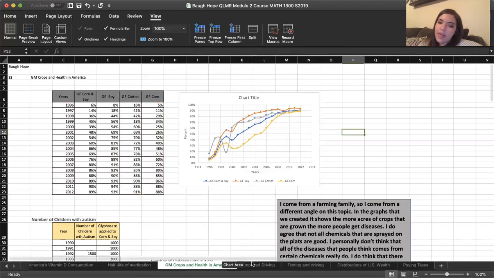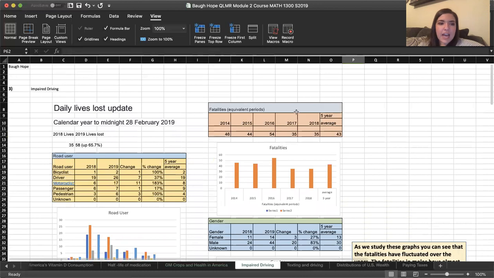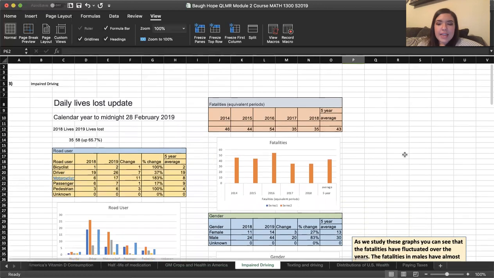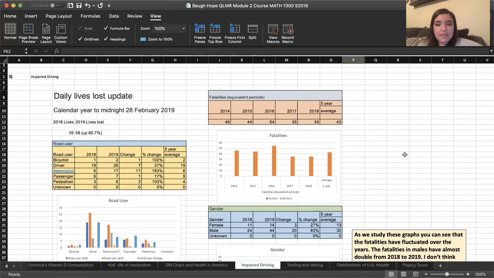So here's that. The loss of life. Some of these numbers were quite devastating. So here it shows that the fatalities have fluctuated over the years. Because here in 2014 there were 46, and it goes up to 54, and then back down to 35. So the 5-year average is 43.